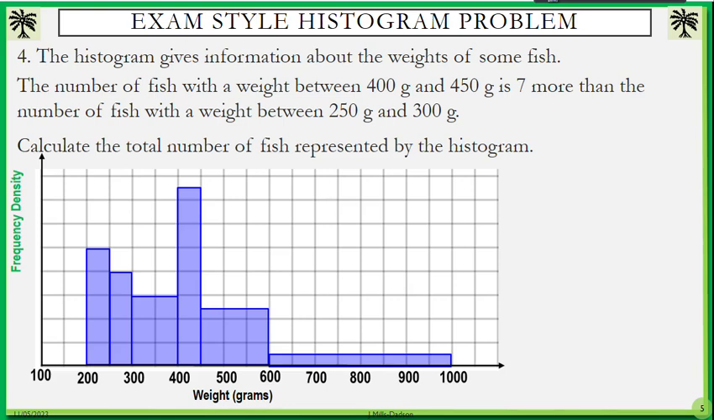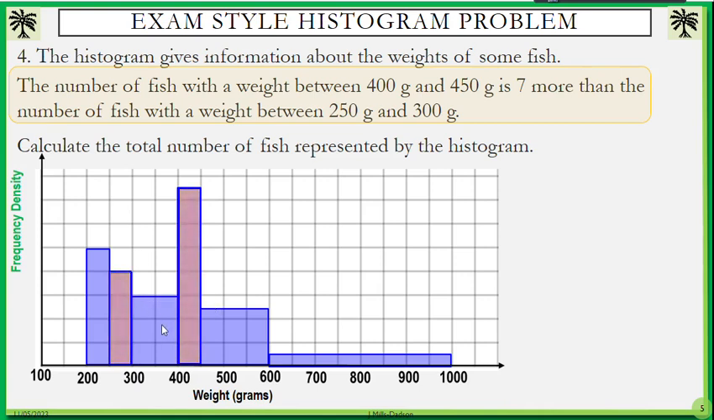So we are supposed to work out the total number of fish represented on this histogram. The key thing we need to look at is this section. It tells us the fish between 400 to 450, that is this bar, is 7 more than the fish between 250 and 300. So as you can see, this is longer than that.